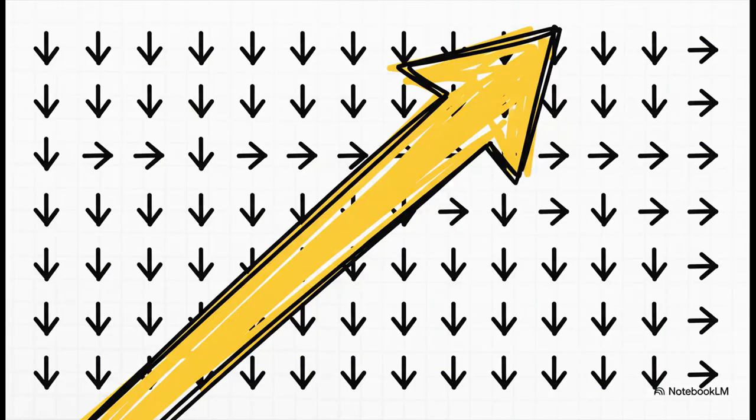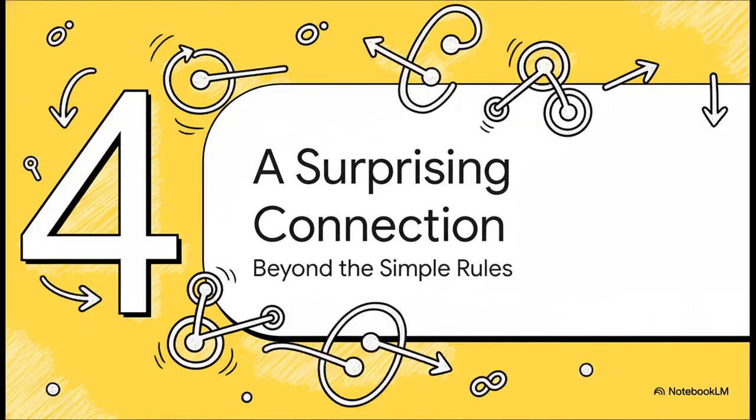So we've got it all figured out, right? We have the vertical rule for groups, the horizontal rule for periods. Everything seems so neat, so tidy, so predictable. But what if I told you there's another pattern hiding in plain sight? A pattern that actually breaks those very rules? And that brings us to the final and, I think, most fascinating part of our journey. We're about to uncover a really surprising connection that operates completely outside of the simple up and down, left and right logic we just learned.